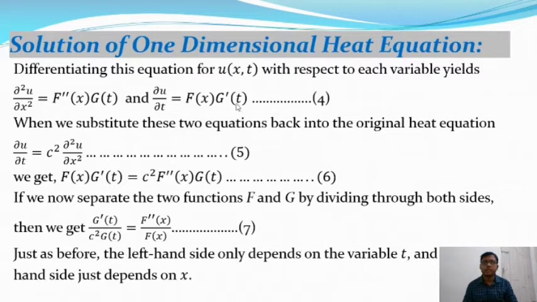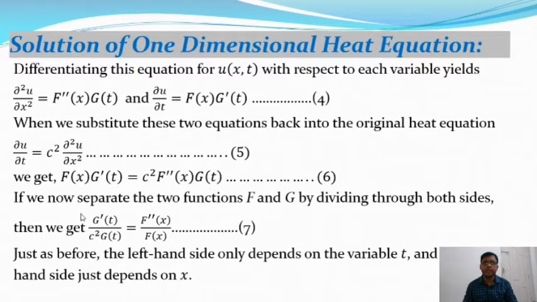Okay, so when we substitute these two equations back into the original heat equation, so this is the heat equation, del u del t is equal to c square into del square u del x square. After putting in the values of del square u del x square and del u del t, we will get f(x) into g dash t is equal to c square into f double dash x into g of t, and we can write it as equation number 6.